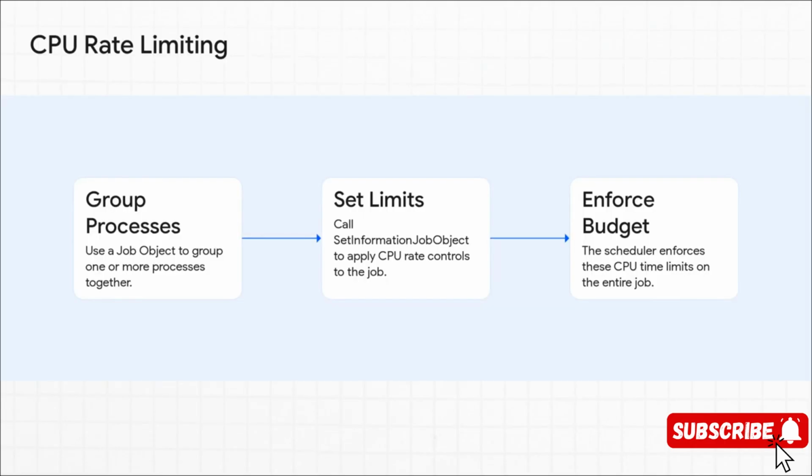And this isn't just some abstract theory either. The system gives you real tools to enforce this. You can literally bundle a group of processes together into something called a job object. Then you can set specific CPU limits for it. And from that point on, the scheduler becomes the enforcer, making sure that job never, ever goes over its assigned budget.